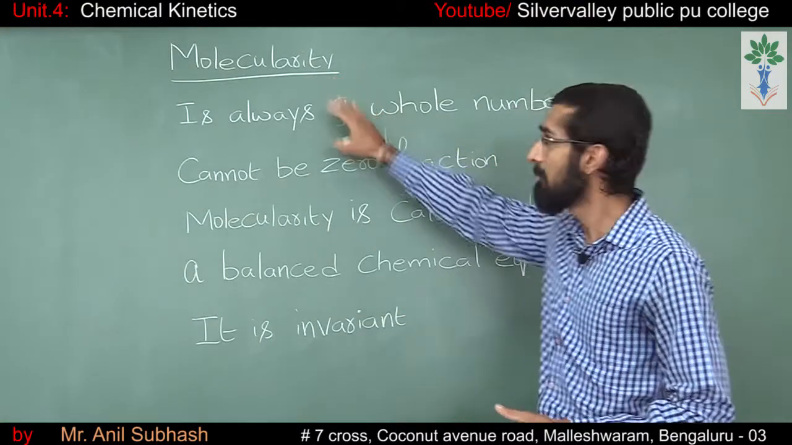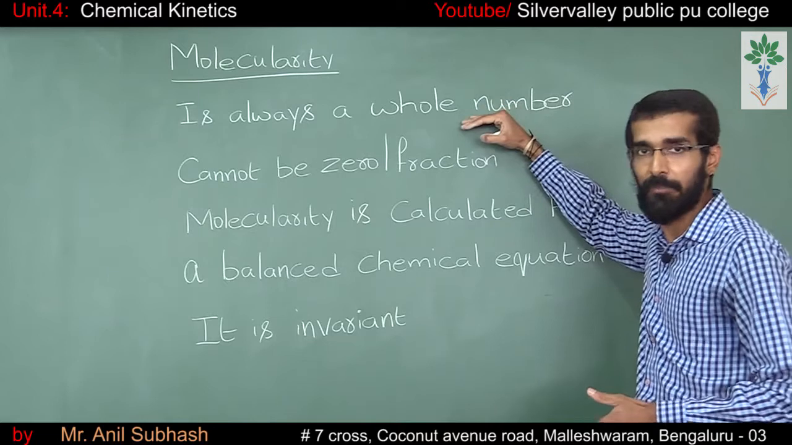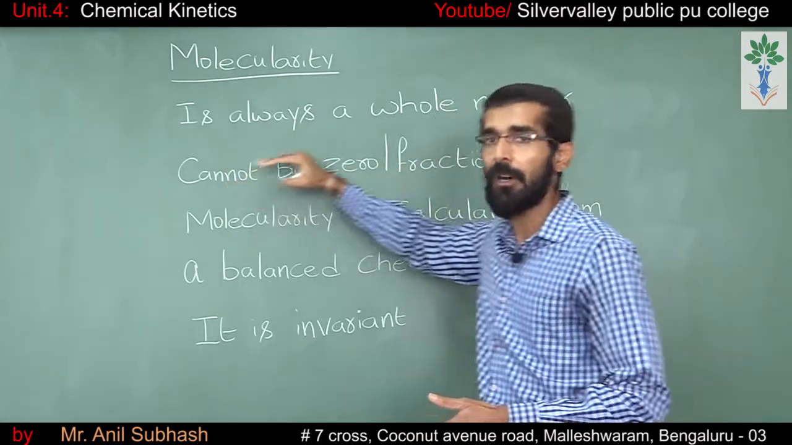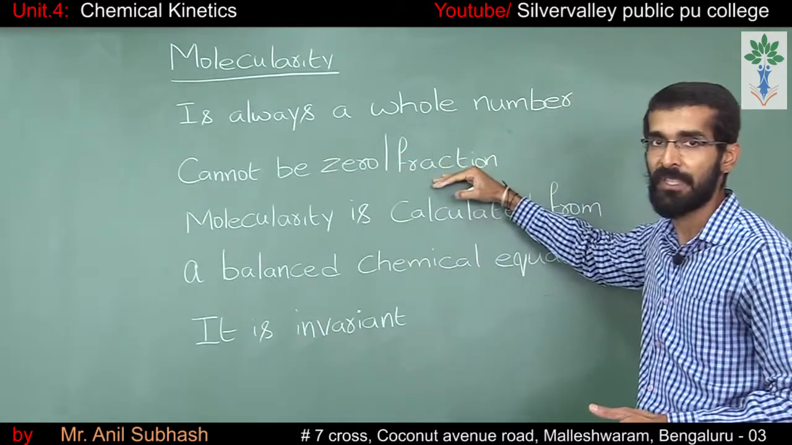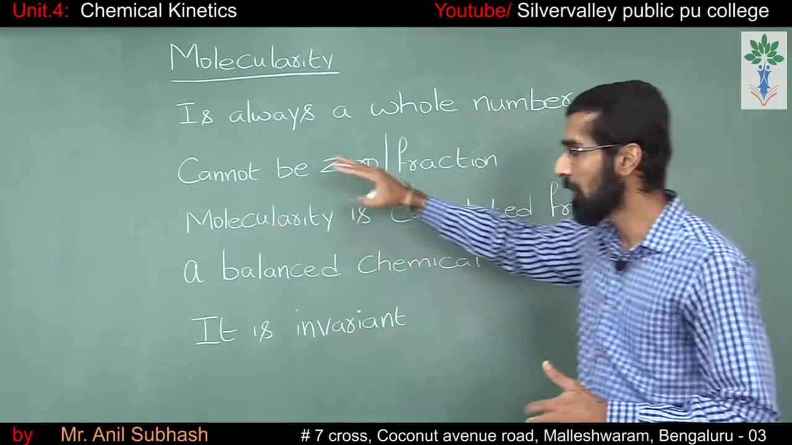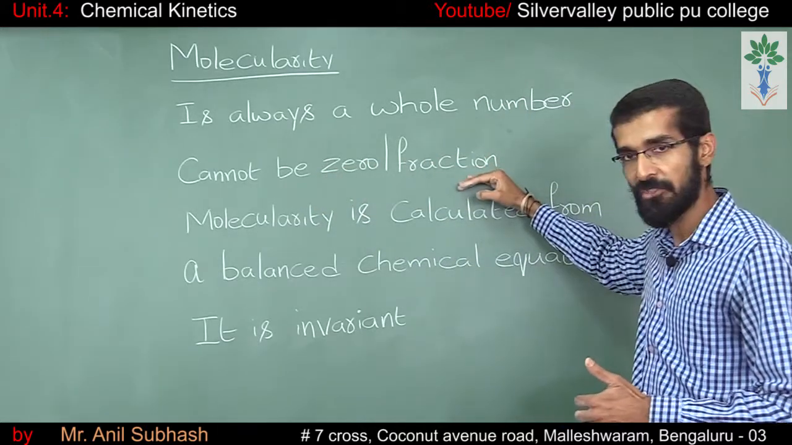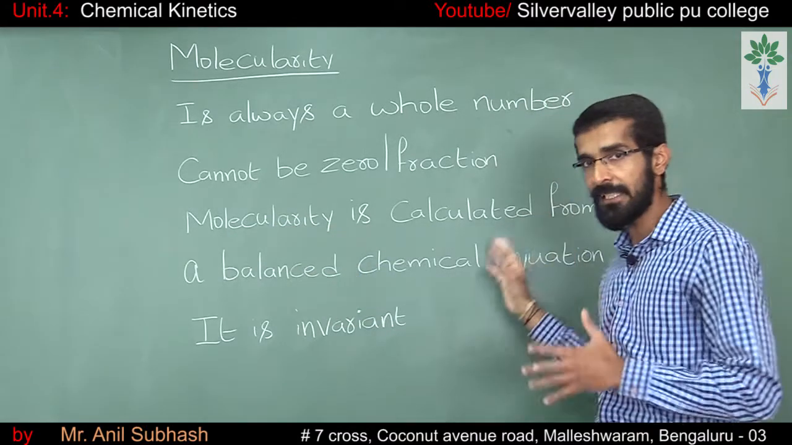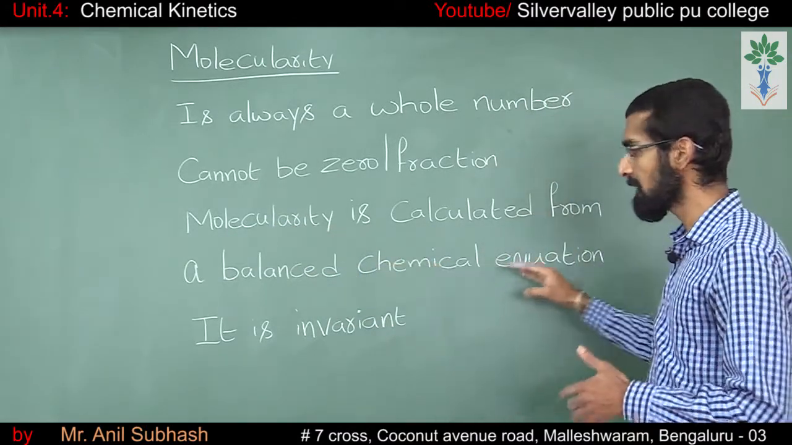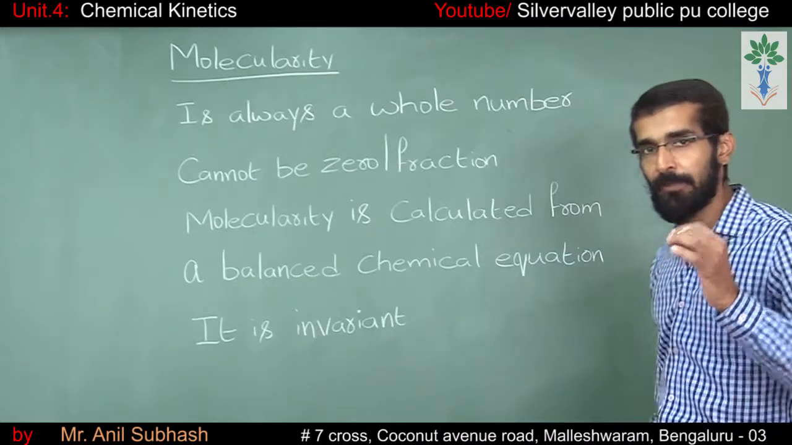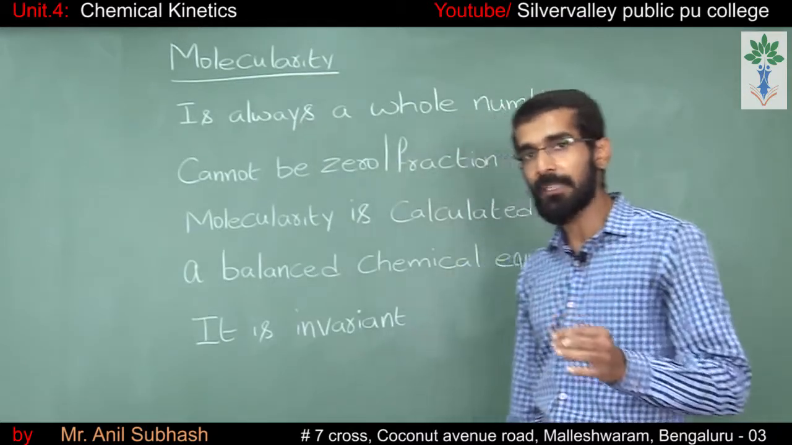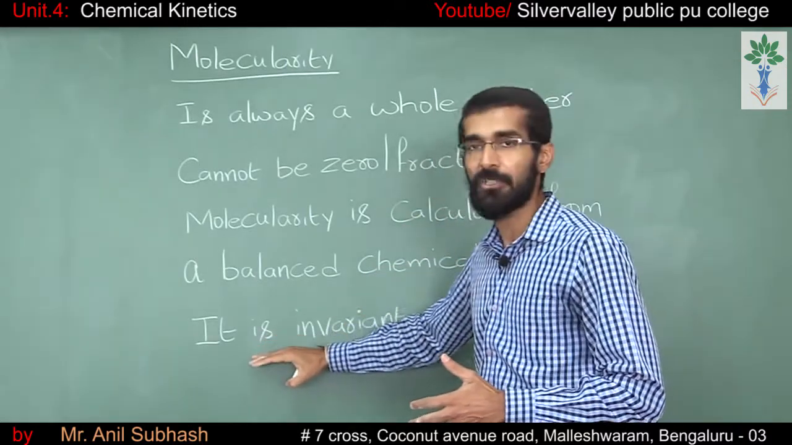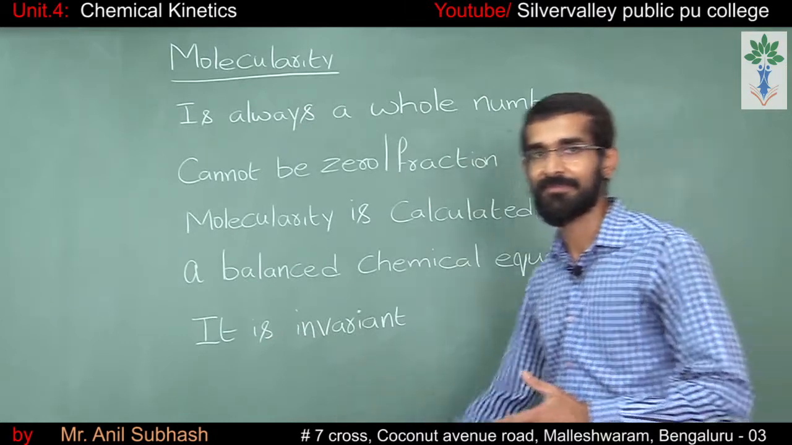Molecularity of a reaction is always a whole number. This molecularity can never be zero, and it can never be a fraction. It should always be a whole number. And the molecularity of a reaction can be easily calculated by a balanced chemical equation. If you have a balanced chemical equation, you can calculate the molecularity of any reaction, and molecularity is always invariant.